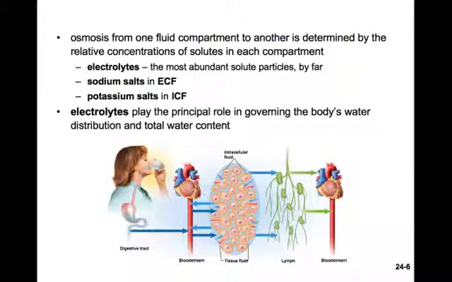Osmosis from one fluid compartment to another is going to be determined by the relative concentration of solutes in each compartment. Those solutes are electrolytes, the most abundant solute particles by far. We'll see sodium salts predominantly in the extracellular fluids, and potassium salts predominantly in the intracellular fluids. As you know, the sodium-potassium pump acts to make that happen. So electrolytes play a key role in governing the body's water distribution. Water balance and electrolytes really go hand in hand.